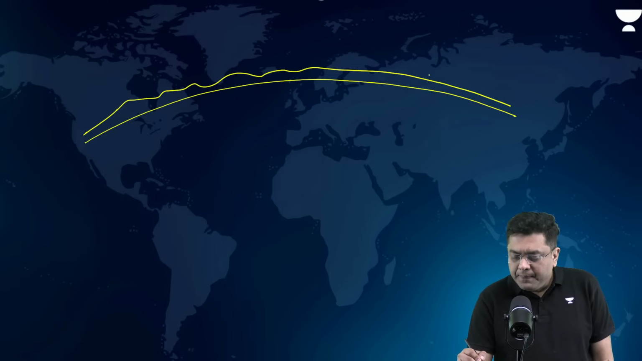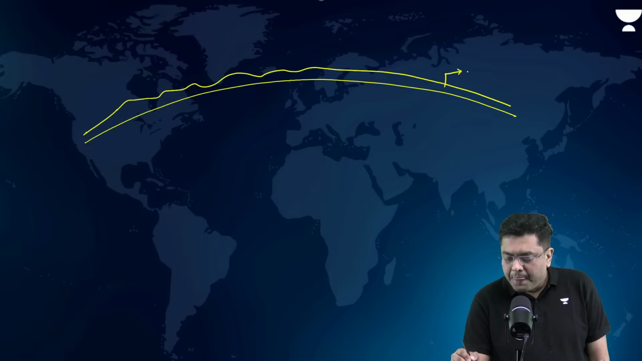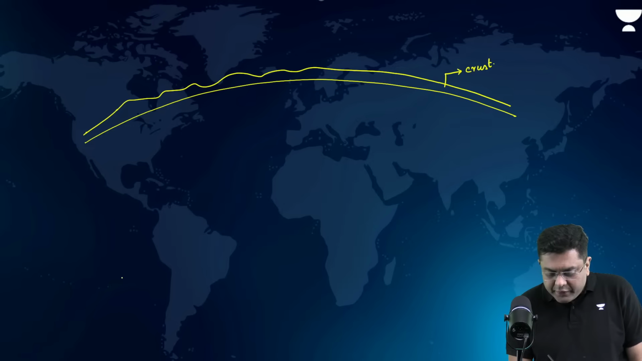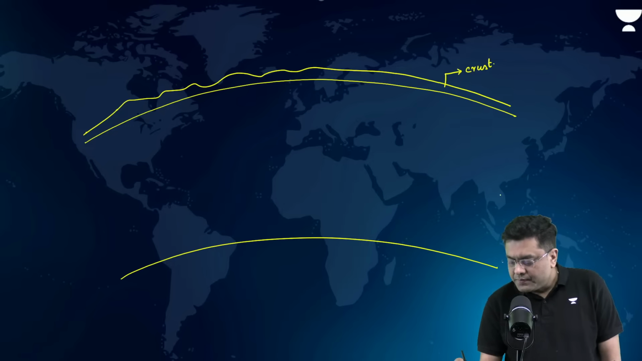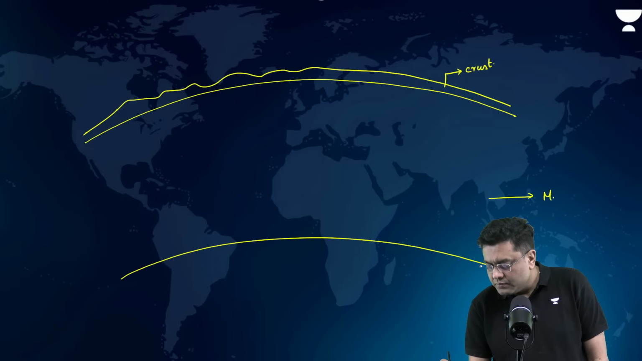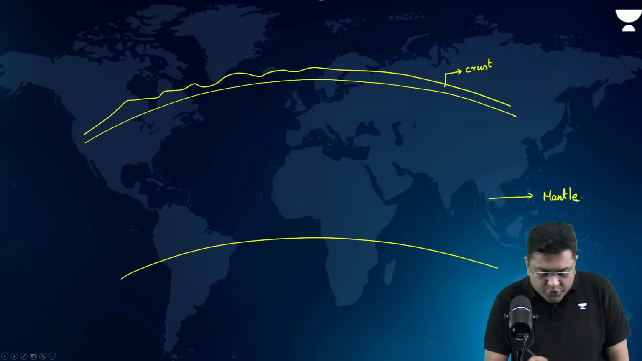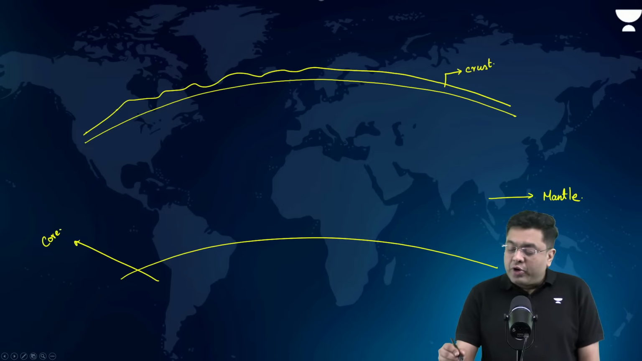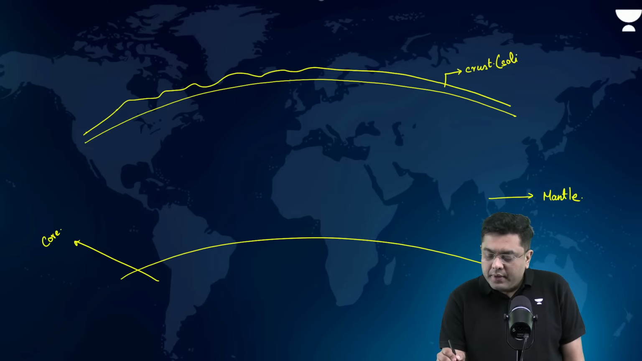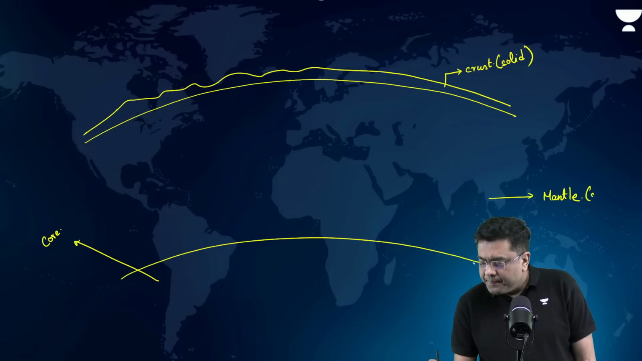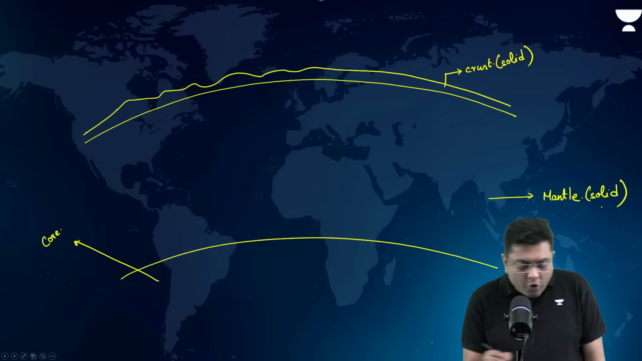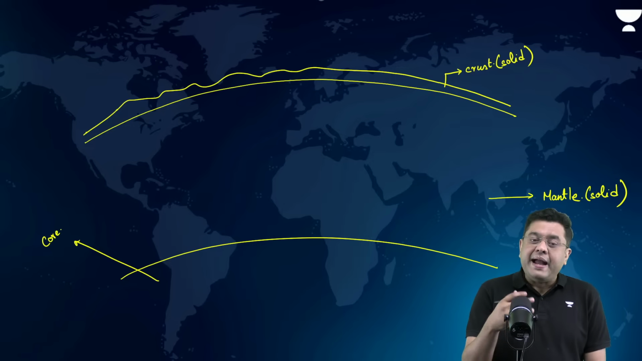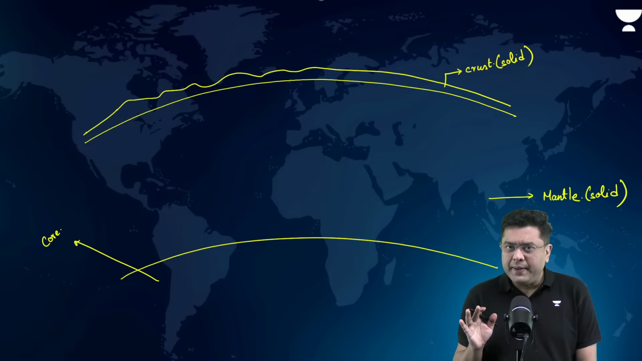This is the portion which is your crust. Then let's suppose this is your mantle. And the inner portion is your core. Now, crust is solid, mantle is solid, core is molten. But then, this mantle is not uniform, by the way.